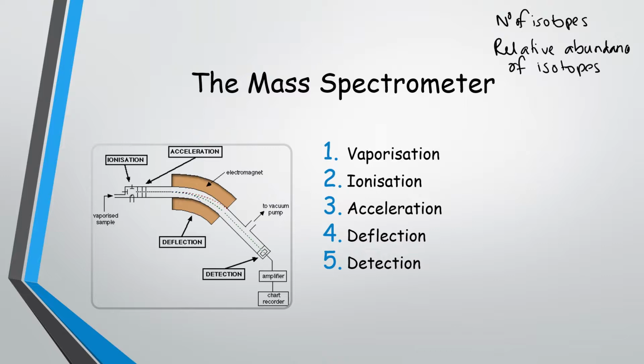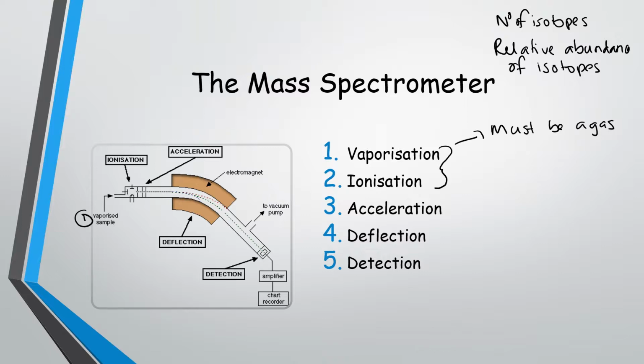Now there are a few main steps. Sometimes you'll see they'll be combined. So the first section is vaporization. We have to turn our sample into a gas. So it must be a gas. And this occurs here. So this is one.